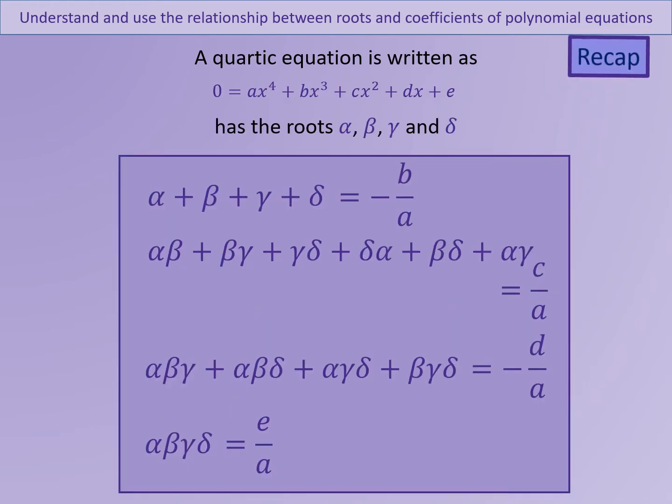And the quartic equation works in a very similar way. So we have the sum of the roots as minus b over a, the sum of the product pairs as c over a, the sum of the triple products as minus d over a, and the product as e over a.